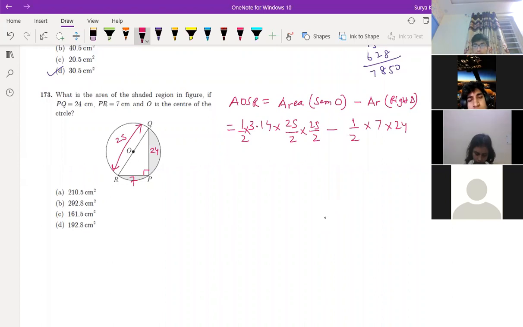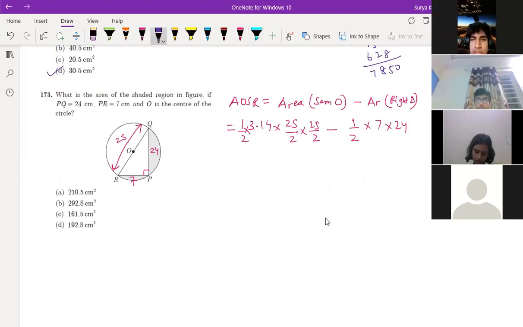And here, half right angle triangle means half base into height. Is it mentioned 3.14? No, you can write 22 by 7 also. It is said that we have to take 22/7 when it is not mentioned. So if it is not mentioned, you should write 22 by 7. That's also written in NCERT. You can solve this one, right?